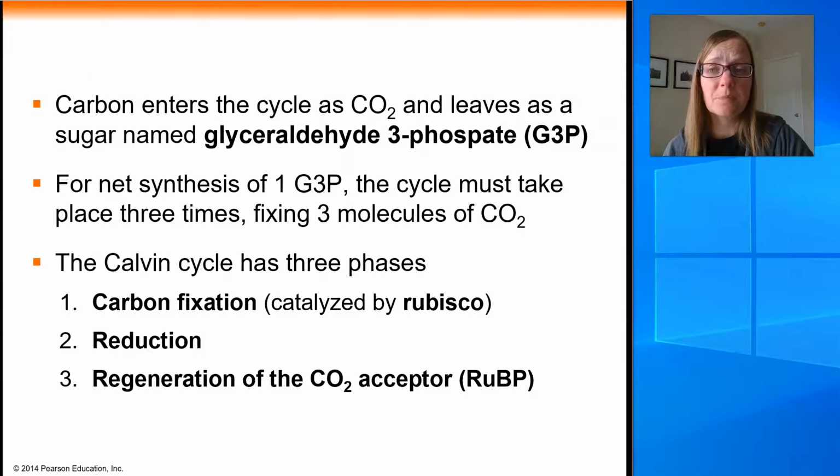Okay, so if we think about this for a minute, the sugar that's made by the Calvin cycle is not actually glucose. The sugar that's made by the Calvin cycle is a simpler sugar. It's only 3 carbons, and this sugar is called glyceraldehyde 3-phosphate, or G3P. I'm hoping that somewhere in the back of your head that rings a bell.